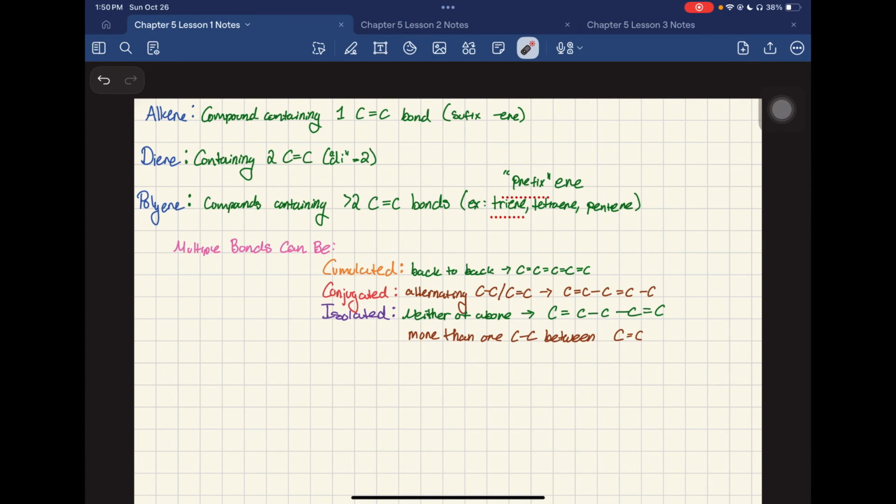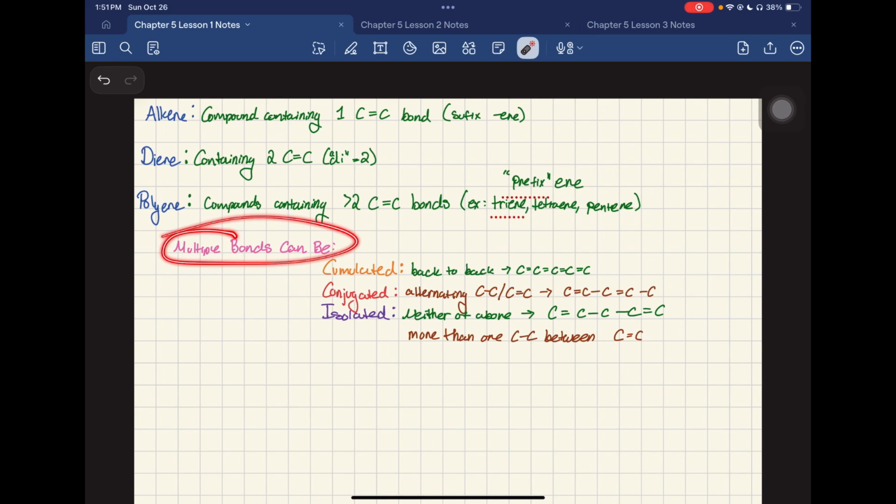So as a quick breakdown, alkene, again, ene is going to be the one that tells us that there is a carbon double bond, right? An alkene is one carbon double bond, right? And the suffix is ene. Diene contains two carbon double bonds. Di is two. Ene is going to stand for our carbon double bond, right? So polyene is going to be a compound containing more than two carbon double bonds. Examples: triene, tetraene, pentaene. The suffix is always going to be ene.